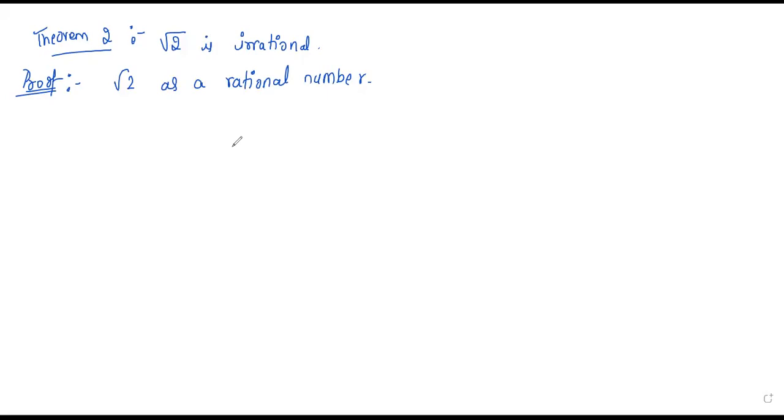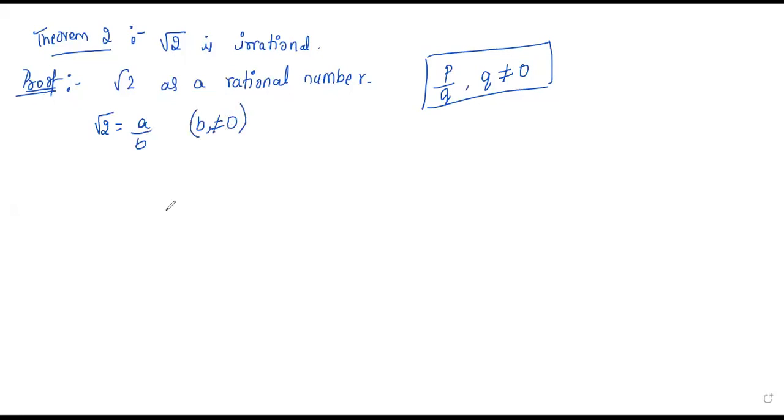What is a rational number? A number in the form P by Q, where Q is not equal to 0. Any number in the form of P by Q with Q not equal to 0 is a rational number, correct? So now, since we consider root 2 as a rational number, I can write root 2 is equal to A by B, and B not equal to 0. Correct?